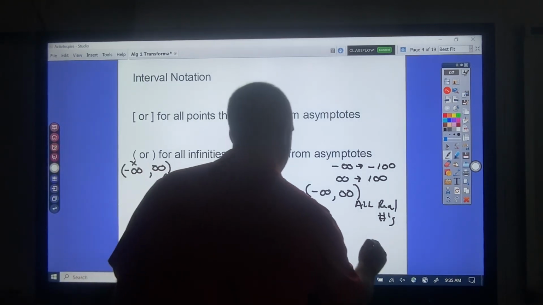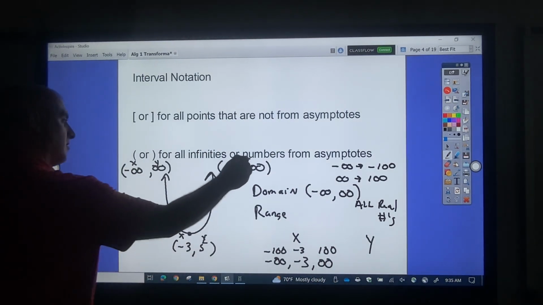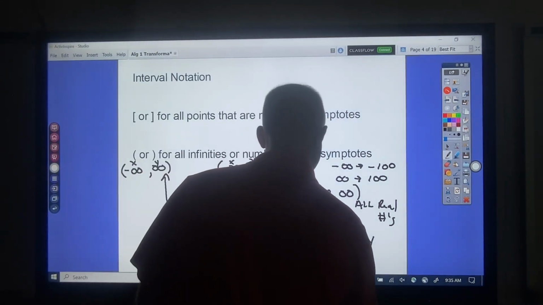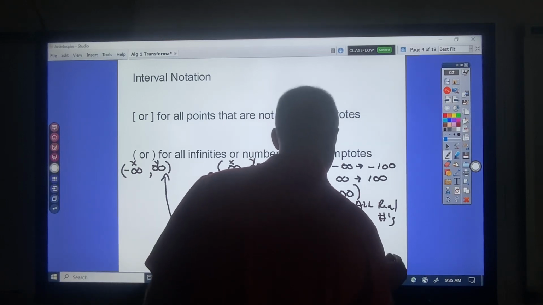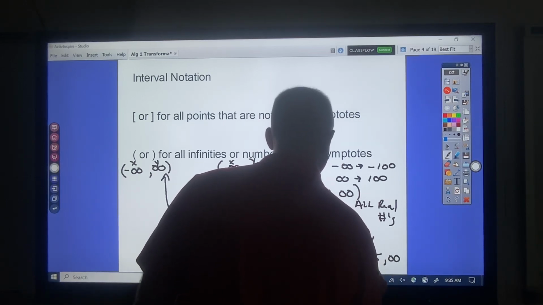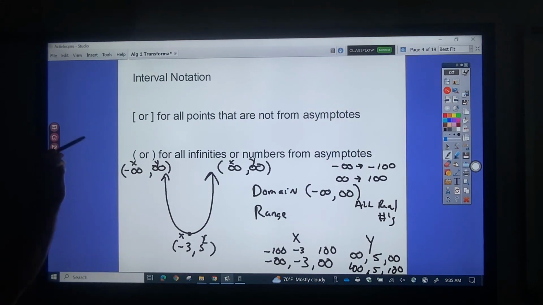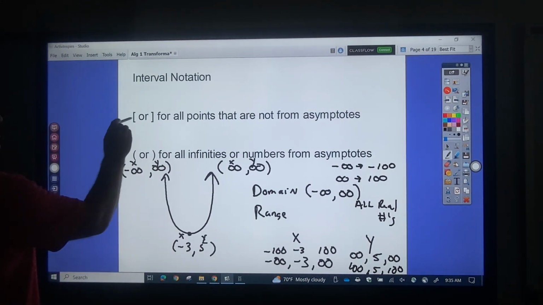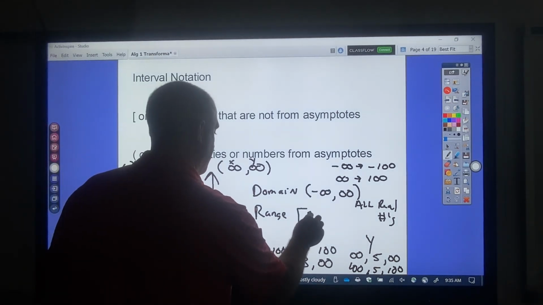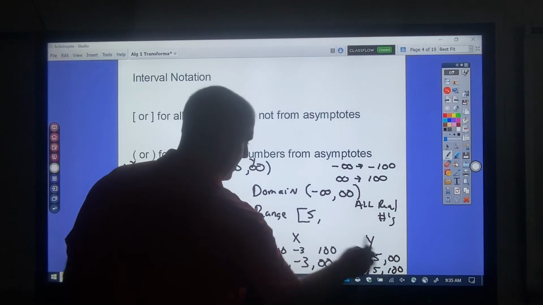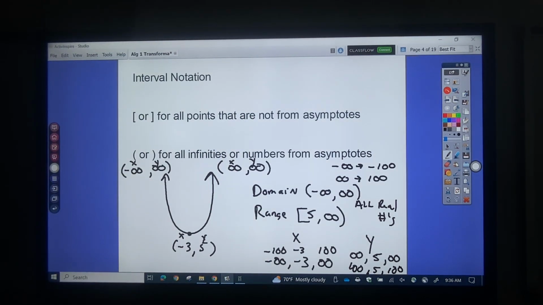those are the y values. Now, here are my y values. I've got infinity, I've got 5, and I've got infinity again. Once again, if this helps you, 100, 5, 100. Which one of those numbers is the smallest? That would be 5. Now, we use these square brackets for all points that don't come from asymptotes. So that would be a 5. What's the biggest one in this case? It is infinity. And I would use a curved bracket. So that is the interval notation.